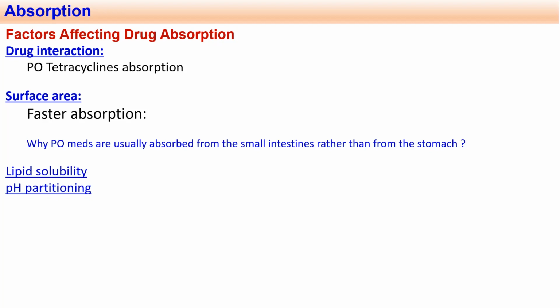Other concepts or factors that will affect drug absorption. Briefly, we'll go over the lipid solubility and the last one, which is the pH partitioning. With pH partitioning, the drug accumulates on the side of the membrane where the pH most favors its ionization. So the acidic drugs will accumulate on the basic or alkaline side, and the basic drugs or alkaline drugs will accumulate on the acidic side.